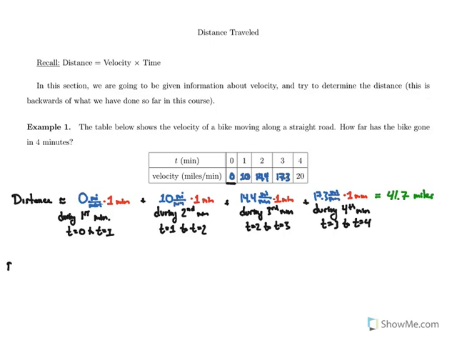Another way that you could estimate distance is looking at the same time intervals. Looking at the first minute, why do we have to use that first value of velocity? We could instead use that second. So for the first minute, we could use the 10 miles per minute times 1 minute. For the second time interval, we're going to use that 14.4.